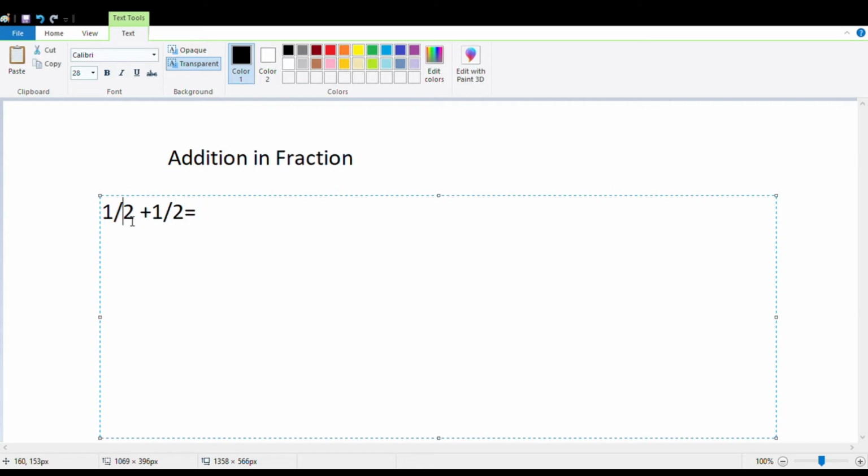Now, we always need to understand that if the denominators are the same, then you don't need to worry about them. If the fraction is a like fraction, you will not have to add the denominators, as opposed to what you may have thought. You should not add the denominators. If you add them, it becomes 2 by 4, and that doesn't make any sense.